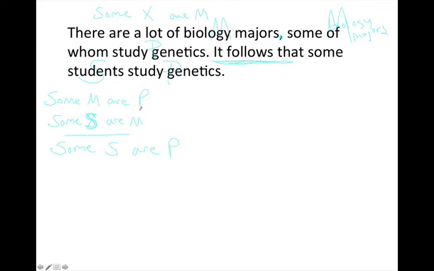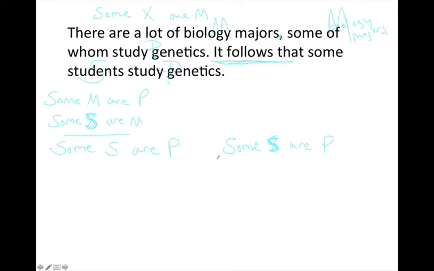Alternatively, if you did say students who study genetics is the single class, right? So we would get this: some X are P, then the question is, what is X? Is it the case that X should be students who study genetics? Such that when we go back up to our minor premise, there are a lot of biology majors. Should we say some students are biology majors? Some of those biology majors are people who study genetics, and that does seem to work.